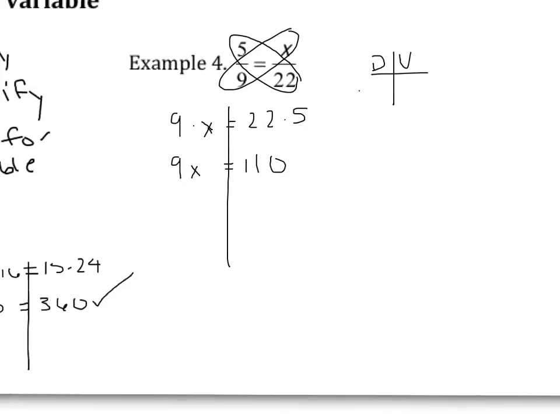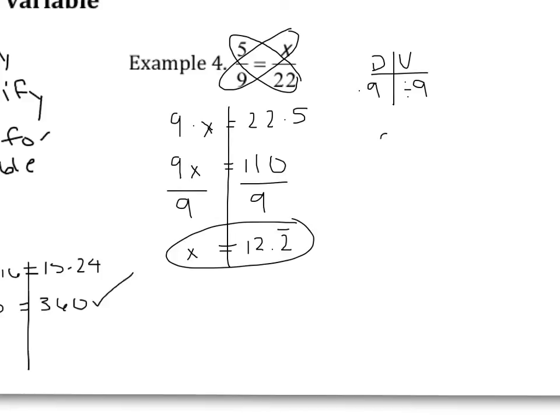So what's happening to x? It's being multiplied by 9. How do you undo multiply by 9? I'm going to divide by 9. So I'm going to divide both sides by 9. So x is going to equal 110 divided by 9, which is 12.2 repeating. All right, let's check to see if it works.